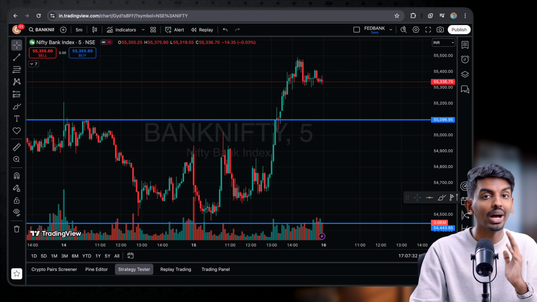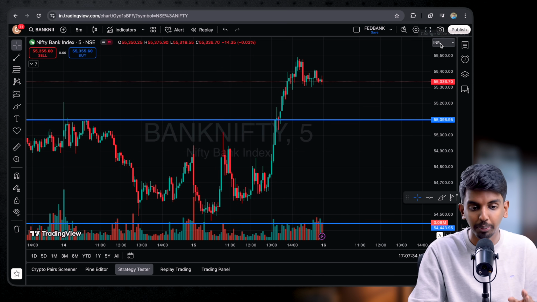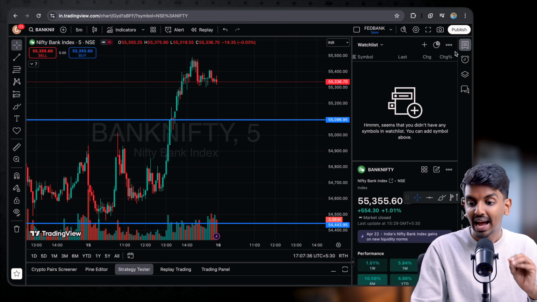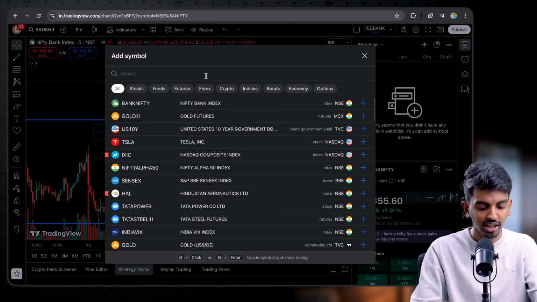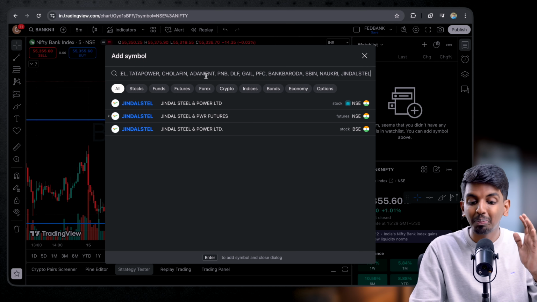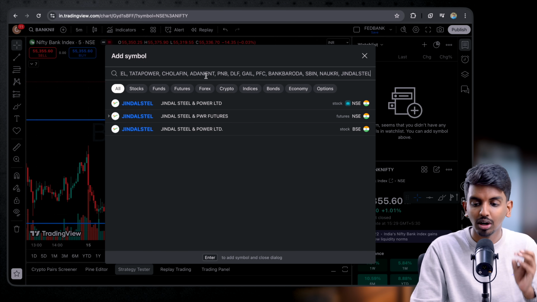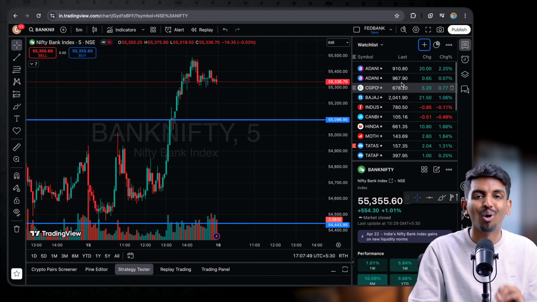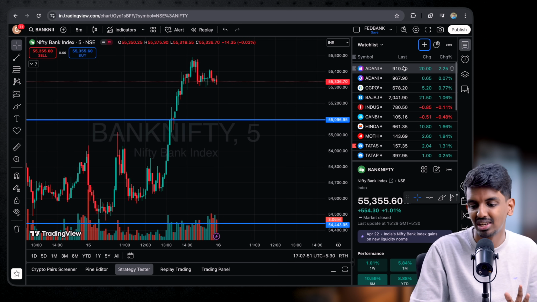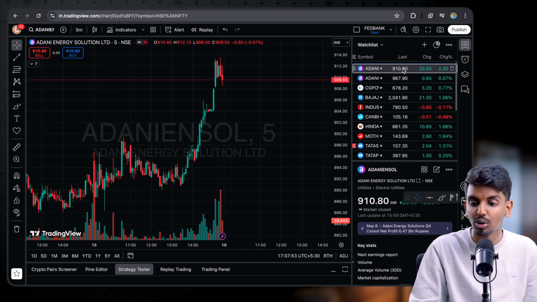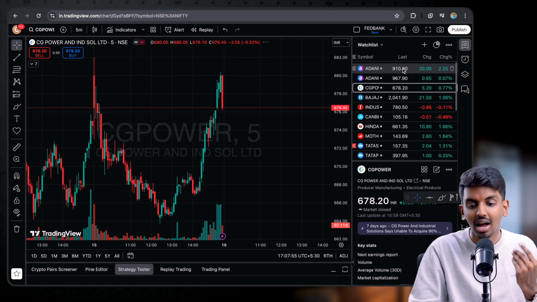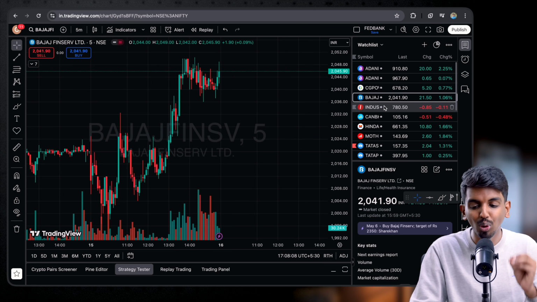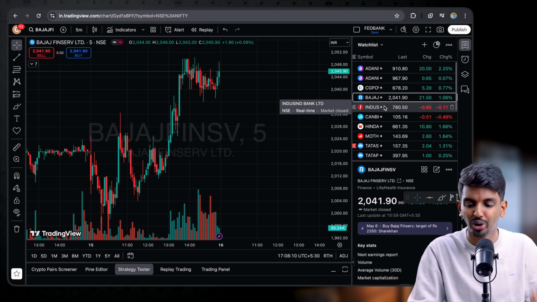Come to TradingView. Again, it's a free tool. It's not a paid promotion. Come to TradingView. Add these stocks into your watch list. So you can see a plus button here. Click on the plus button. Paste the entire symbol list that we copied earlier. Paste it and automatically all the stocks are immediately in your watch list. So you can see that Adani Energy Solutions is here, Adani Green is here, CG Power is here. You can see how quickly all of these stocks have been loaded to your watch list.